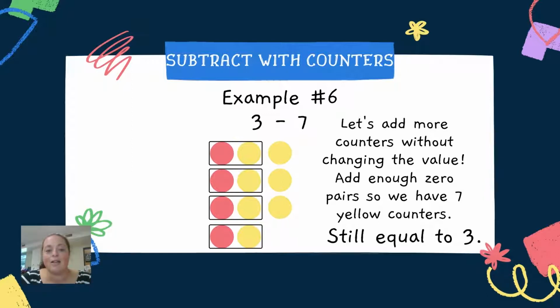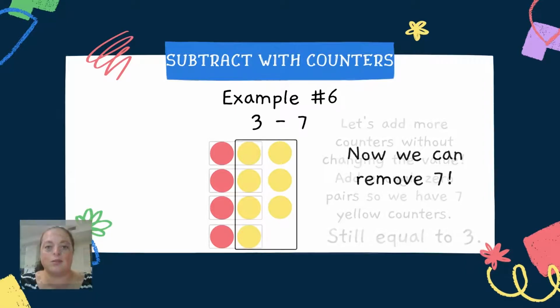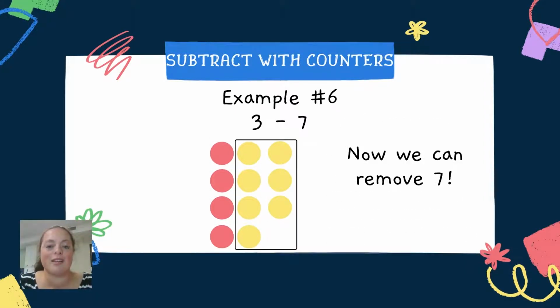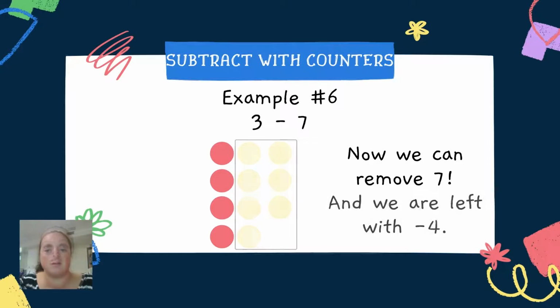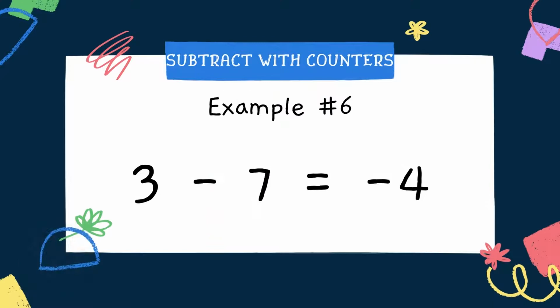We want to make sure we add enough 0 pairs that it will give us 7 yellow counters to be able to remove. So here we added 4 0 pairs. Now we can remove 7 yellow counters. That leaves us with 4 red counters. That means negative 4. So we now know that 3 minus 7 is negative 4.